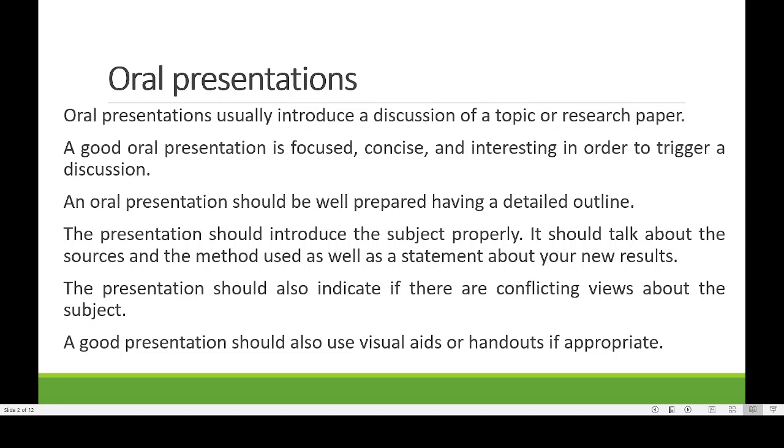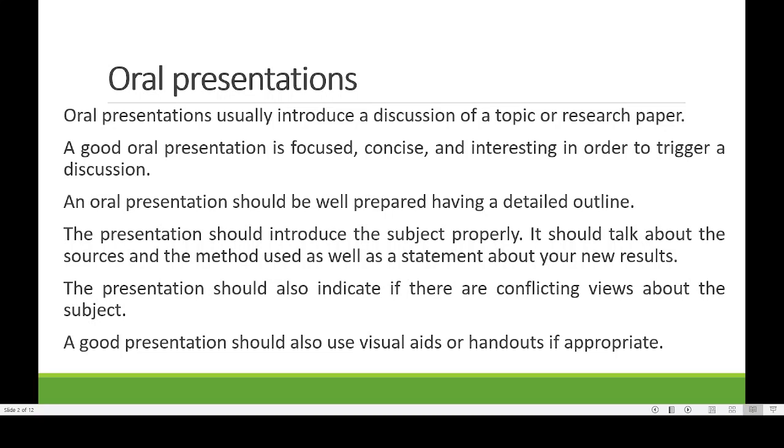And after the project, during the examination, you will be making a presentation before an external teacher. You will be presenting through a PowerPoint slide: what was the objective of your work, what methodology you used, what results you obtained, and what your major conclusions from the study are. That kind of presentation is known as an oral presentation. Basically, it is introducing a topic or a research paper to another person or an audience.